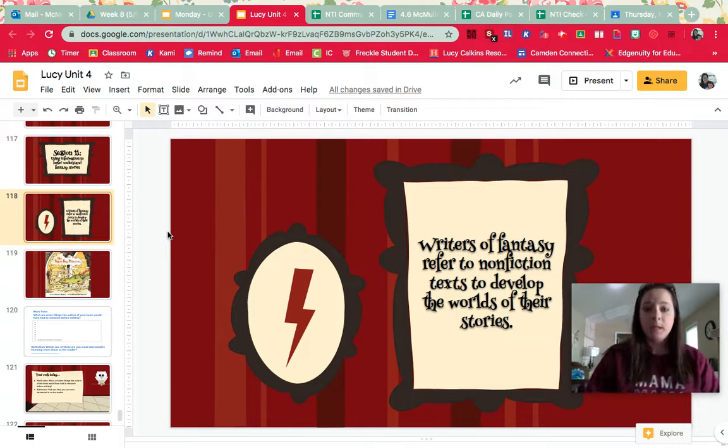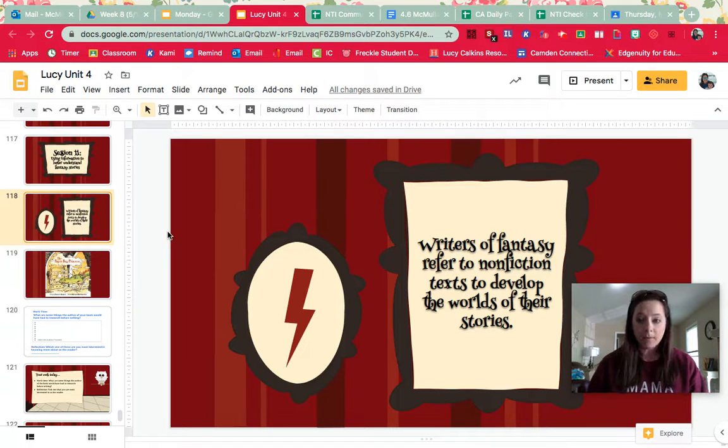Our teaching point today is that writers of fantasy refer to nonfiction text in order to develop the worlds of their stories. What that means is that as an author is creating these fantasy worlds, there are some things that they're going to have to go and research and look up in order to do it correctly. Yes, we know that fantasy is some type of made-up world, for sure, okay? They can't go and look up dragons or things like that because that's not real. But there are some little details here and there that they want to make sure they know enough information about to make sure they're doing it right, okay?